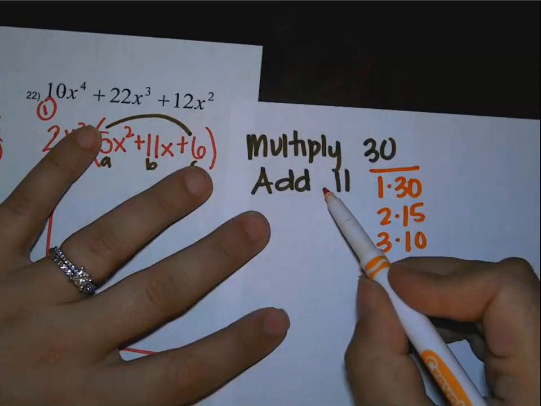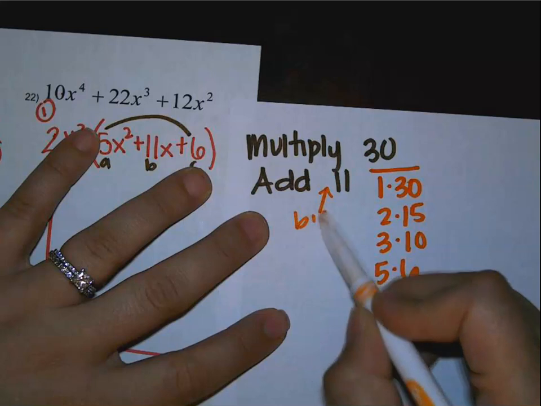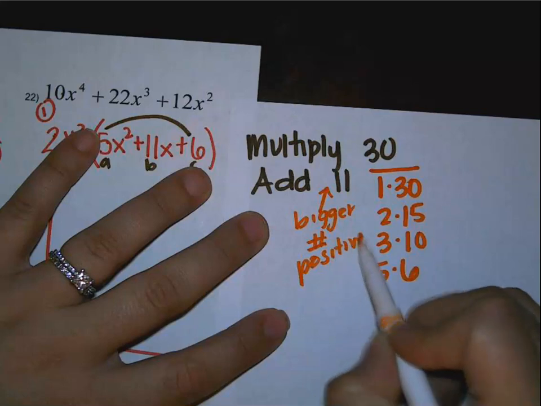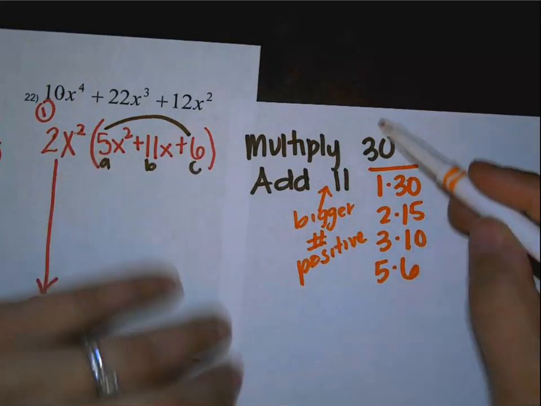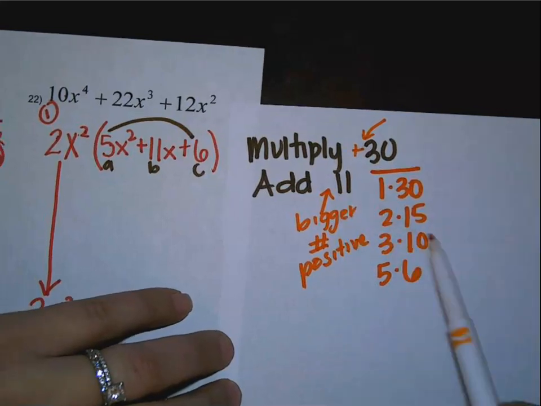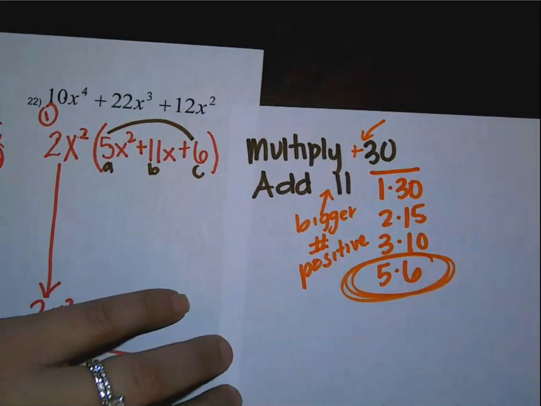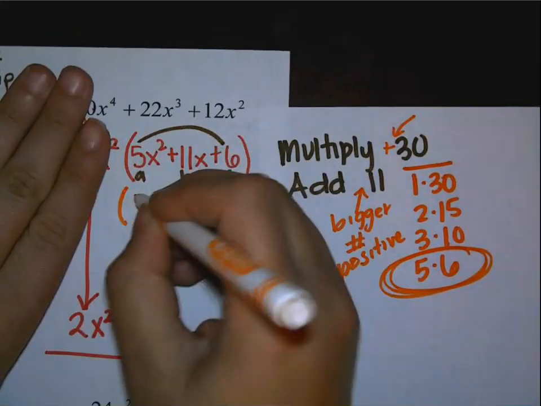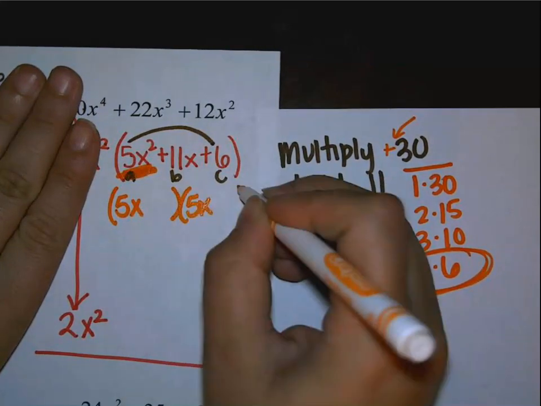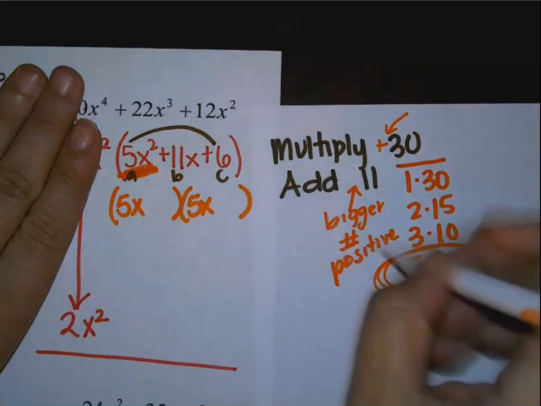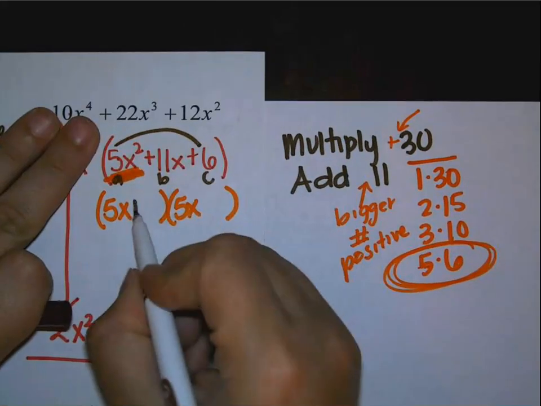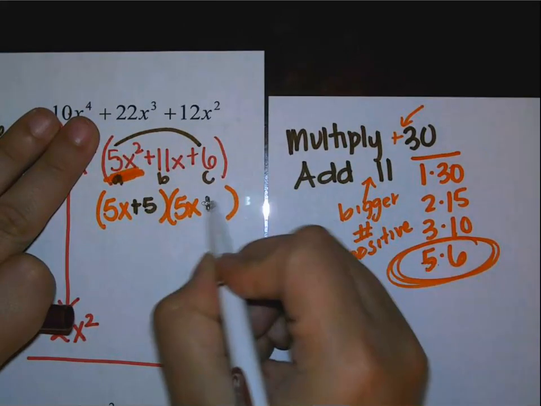Because it has to add to a positive, I know the bigger number is positive. So I know these are all positive, but it has to multiply to a positive, so these have to be positives. So I have to find which ones would add to 11, and that's how I know to pick those two. So then I'm going to do 5x, I'm going to take this, put it here and here. And then I'm going to take this 5 and this 6, and it doesn't matter which one goes which. I'm going to put the 5 and the 6 in.